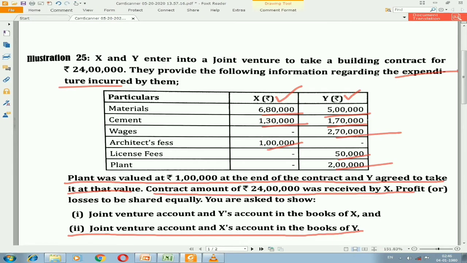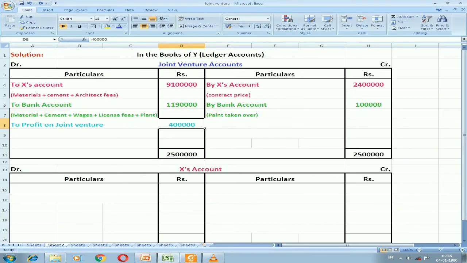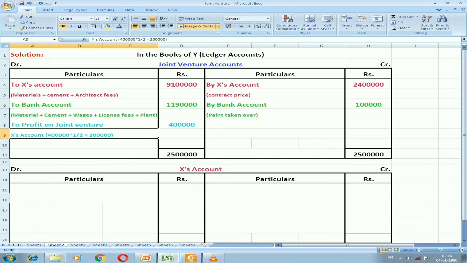That should be distributed equally based on the information they have given. While distributing to X, we can give in his name only, that is 2 lakh. While distributing to Y, we can't give the name because we are preparing in his books. That is the reason that, as it is a profit, we are giving it in the name of profit and loss account.